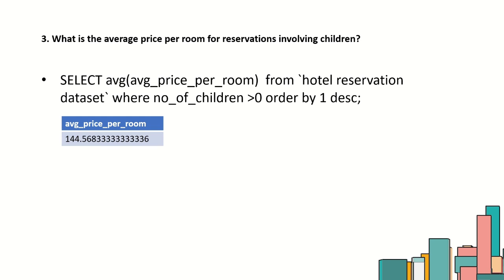What is the average price per room for the reservation involving children? Since it is asked particularly in this question that it is involving the children, so what I have done is, in the where clause I have used number of children should be greater than 0, and obviously in the select clause I have used average as average aggregator function on the column average price per room from the dataset, and then I have used order by and descending, order them in descending way, and the average price per room is 144.56.